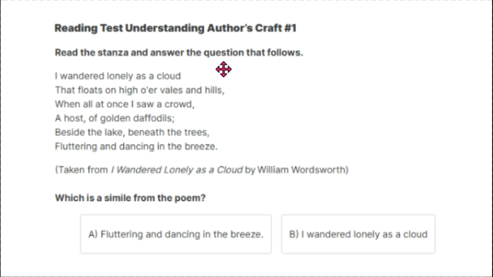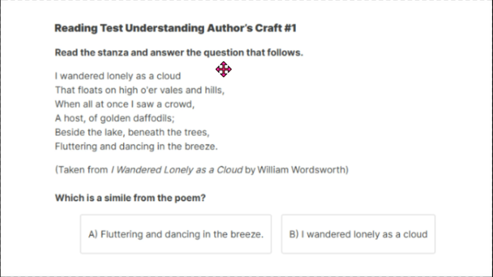I wandered lonely as a cloud that floats on high o'er vales and hills, when all at once I saw a crowd, a host of golden daffodils, beside the lake, beneath the trees, fluttering and dancing in the breeze.